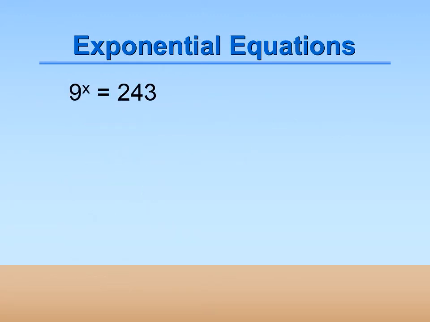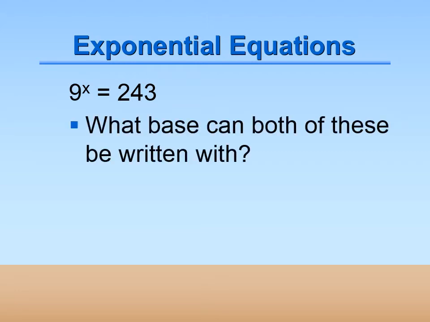All right, now let's do 9 to the x power equals 243. So 243 cannot be rewritten as 9 to some power. It cannot be rewritten as 9 as a base. However, 243 can be rewritten as 3 to a power, 3 to the 5th power. So since 243 can be rewritten as 3 to the 5th power, the question is, can 9 be rewritten as 3 to some power? Yes, 9 is 3 to the 2nd power.